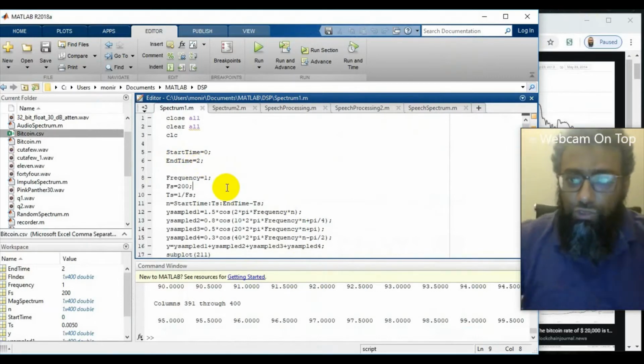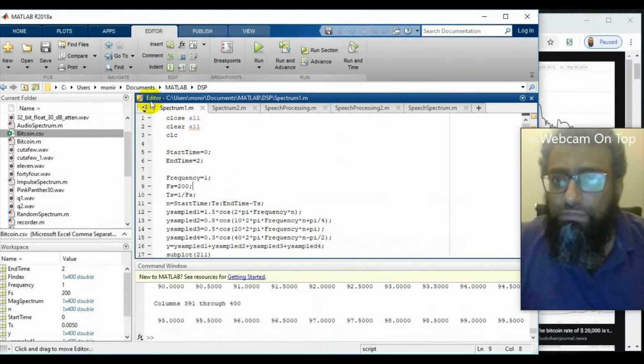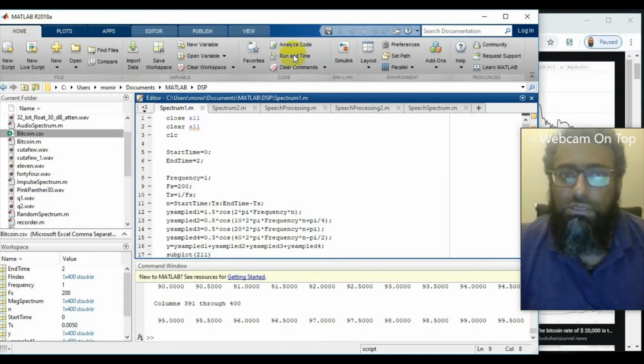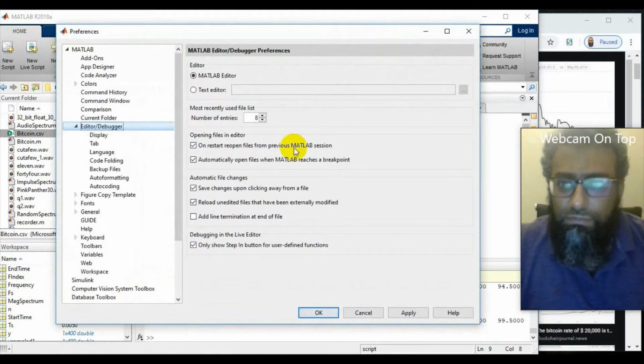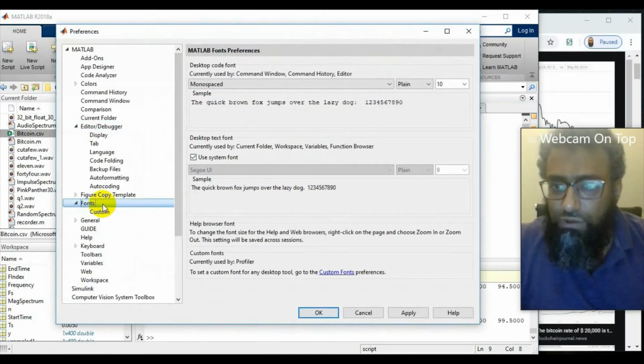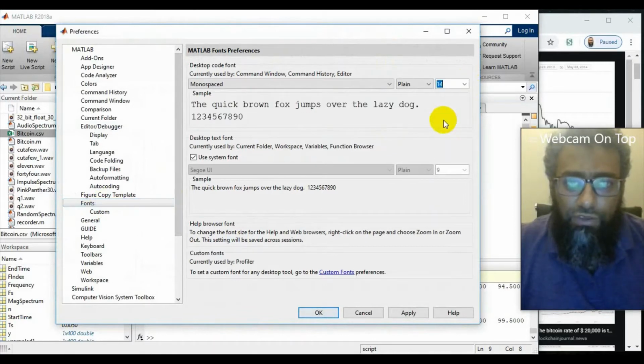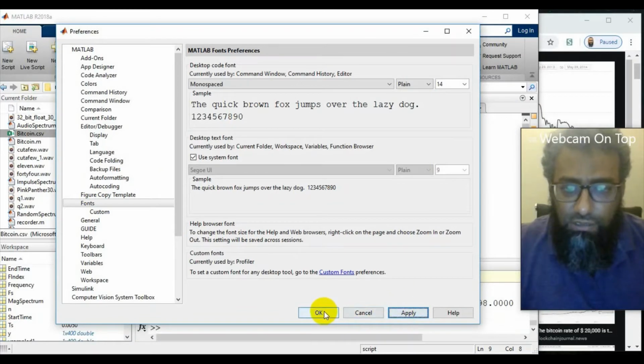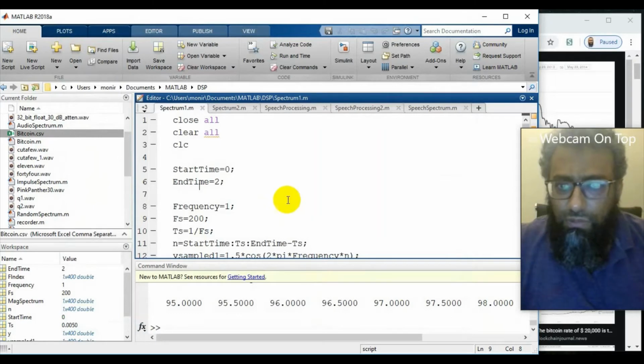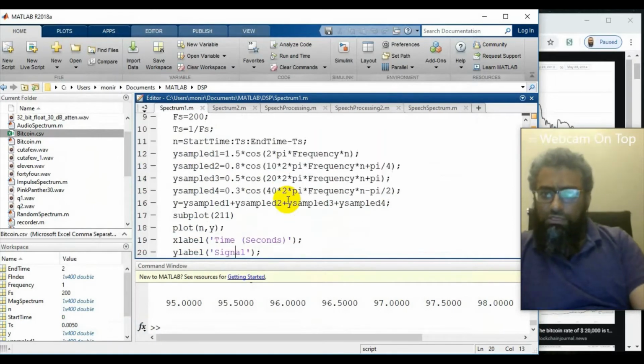Probably this is getting too small, so let's change it. Where are the preferences? Preferences, then fonts, and then make it 14 so that you can see it easily. Okay, so this is it.